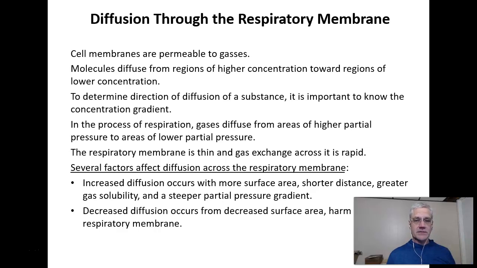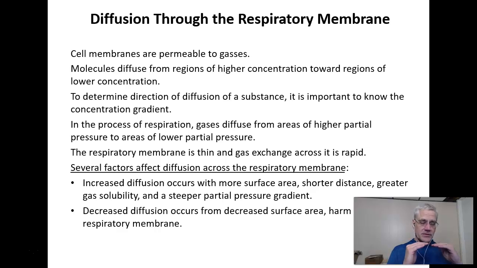Molecules diffuse from regions of high concentration to lower concentration, or higher pressure, or higher partial pressure, because they are gases. So higher partial pressure to areas of lower partial pressure, or higher concentration to lower concentration. To determine the direction of diffusion, you just have to know the concentration gradient. It doesn't have to be a huge concentration gradient, it just has to be a difference. In the process of respiration, gases diffuse from high partial pressure to lower partial pressure. I want to make sure you understand this process. Now, because these membranes are thin, this happens very rapidly.